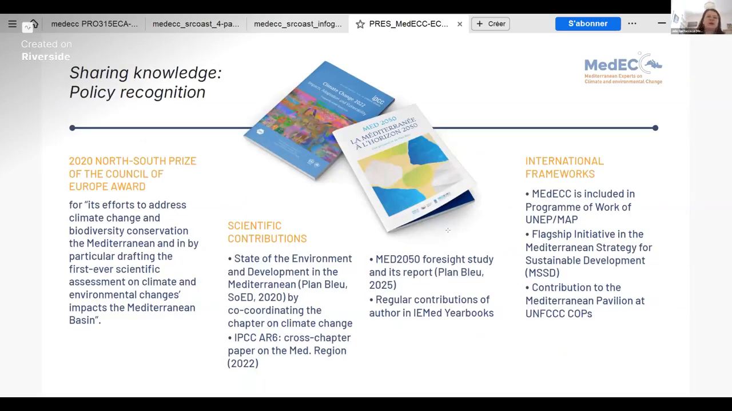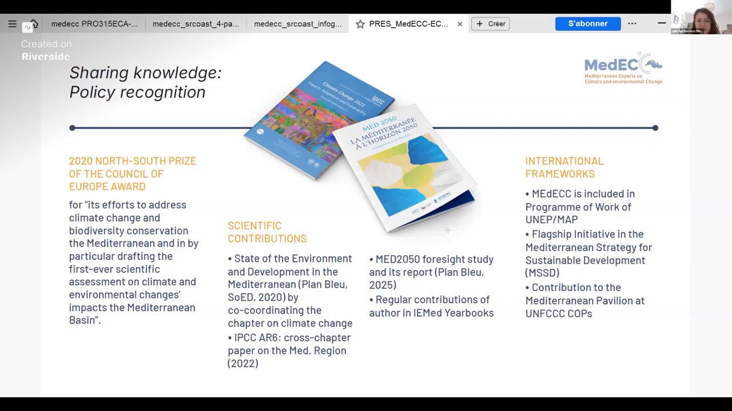We try to share all these results. As I said, we have some policy recognition, where we can see that the results are used in some policy text or decisions, and also we contribute and collaborate with other big assessments in the region from other institutions. So I already told you about the IPCC one, and there are some others from the Plan Bleu. The latest one is called Med 2050. It's a really interesting report if you have the occasion to look at it.